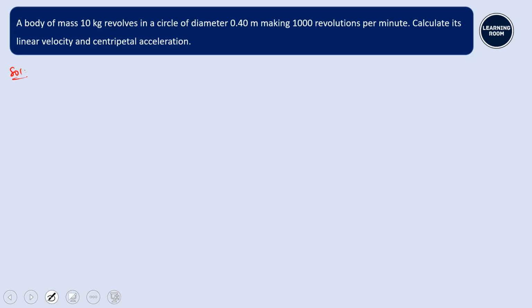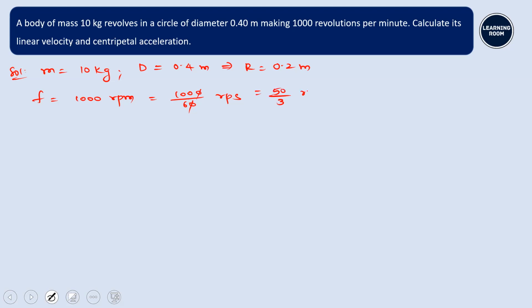So the solution here. The mass of the object is equal to 10 kilogram. The diameter is given as 0.4 meter, which implies the radius is equal to 0.2 meter. And frequency is given as 1000 revolutions per minute, which is RPM, or this can also be written as 1000 divided by 60 revolutions per second. So the zero will get cancelled. It is going to be 50 divided by 3 revolutions per second.